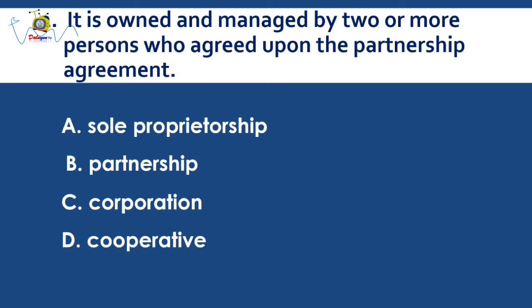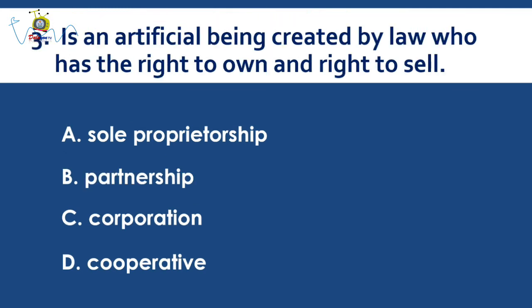Question number 2. It is owned and managed by 2 or more persons who agreed upon the partnership agreement. Letter A, sole proprietorship. Letter B, partnership. Letter C, corporation. And letter D, cooperative. Answer, partnership. That's great! Give it up.